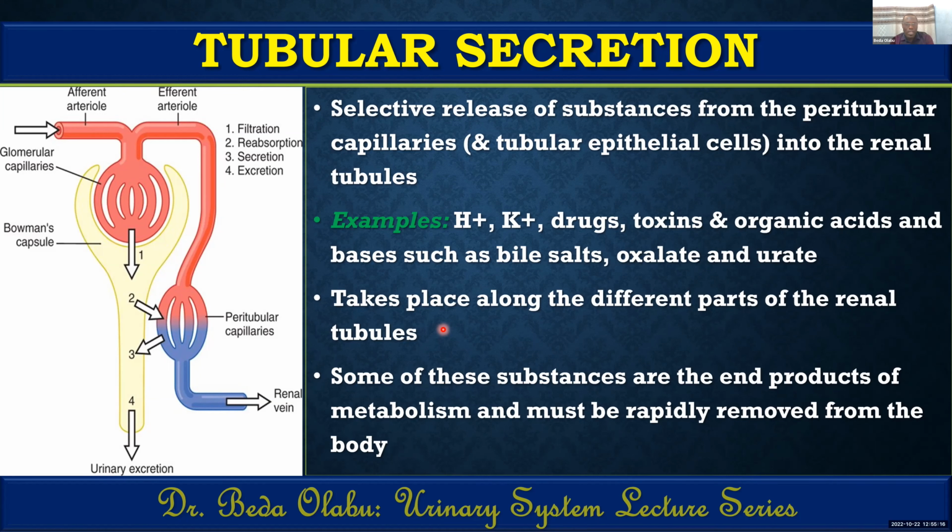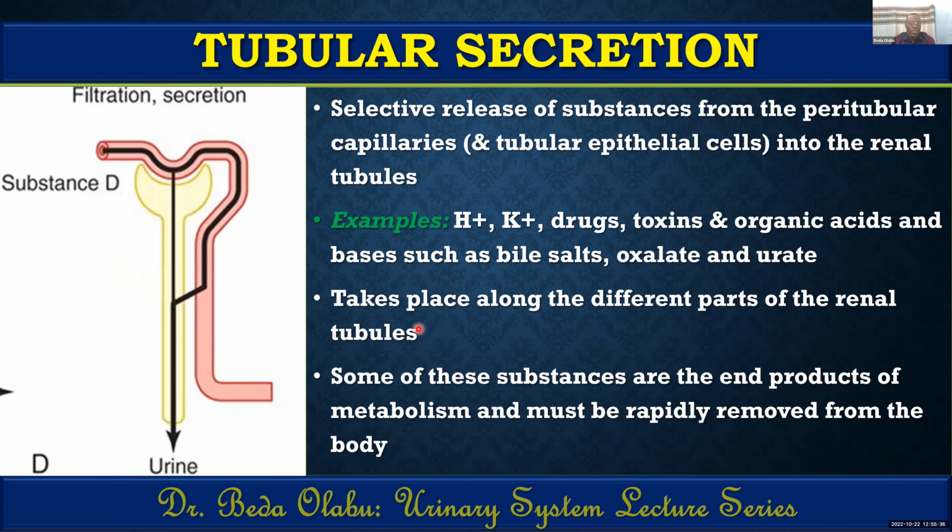Some of these substances which are secreted are end products of metabolism and need to be eliminated rapidly from the body. And so perhaps glomerular filtration alone is not adequate to rapidly eliminate them. That's why they need another help, tubular secretion. So though we have glomerular filtration, some of these substances are still further secreted. If you have a substance that actually undergoes both glomerular filtration and tubular secretion and is not reabsorbed, such a substance can be eliminated very fast from the body. And the amount that is found in urine is much more than what is filtered by the glomerulus.